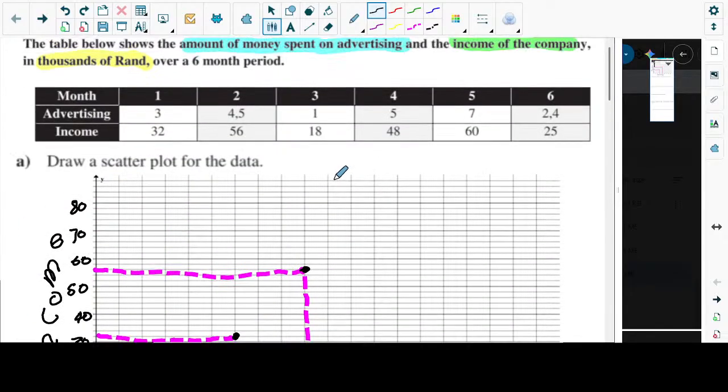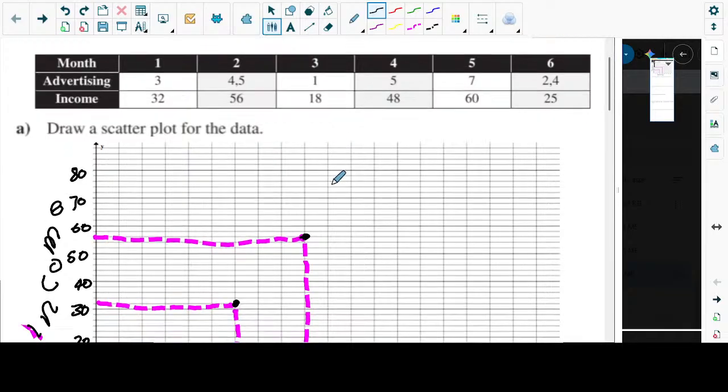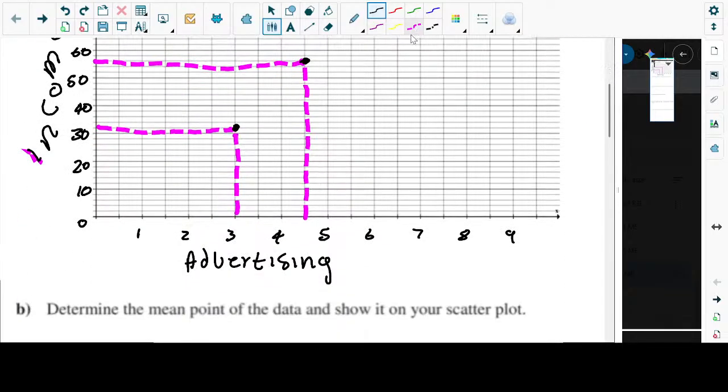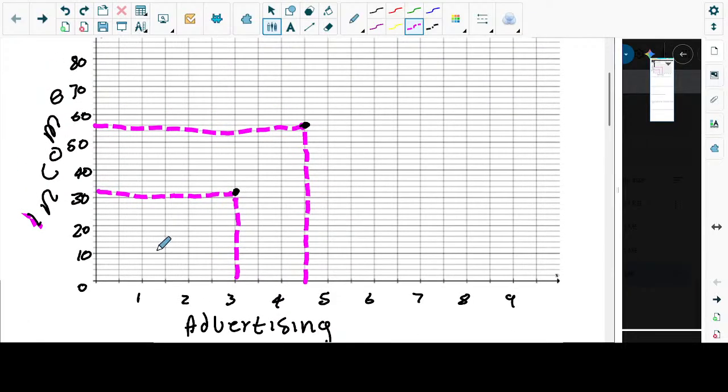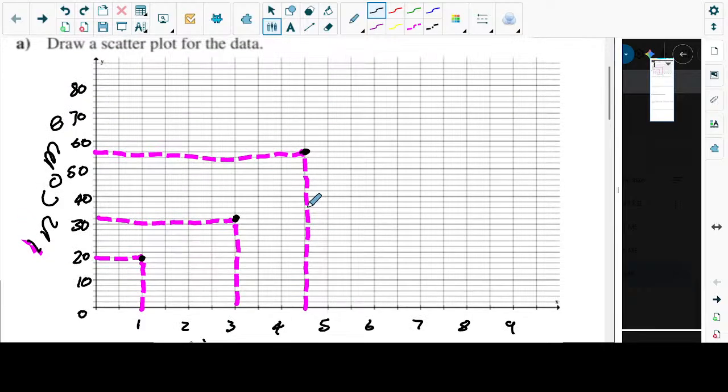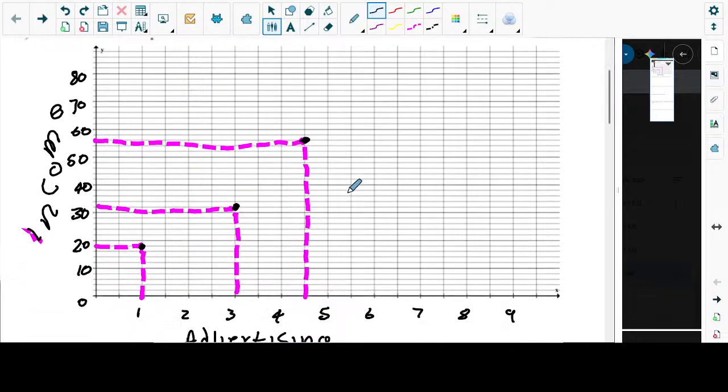The other one is 1. 1 goes with 18. If we spend 1,000, we get 18,000. So then we have 12, 14, 16, and 18. That's where our data 1 meets with 18. And then we also have 5 that goes with 48.